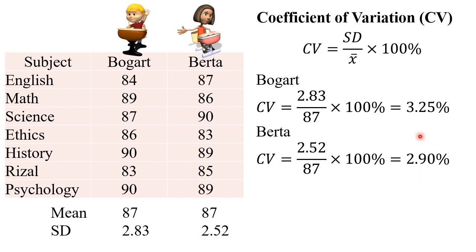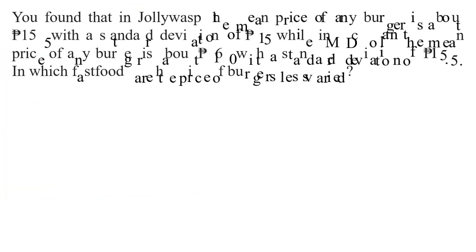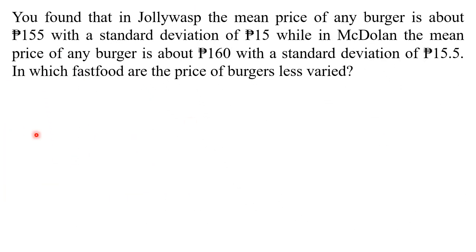So the lesser the coefficient of variation, the more stable or the more consistent. So we can now say that Berta's grades are less varied relative to the mean grade compared to Bogart's grade, which is about 3.25%. Okay, we can go back here, class, that really Berta's grades are more consistent than Bogart's.